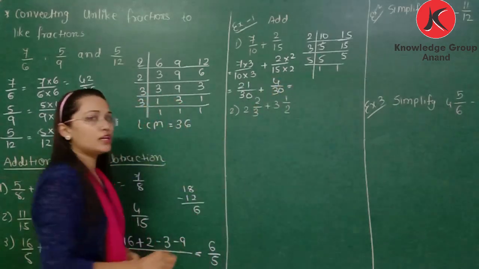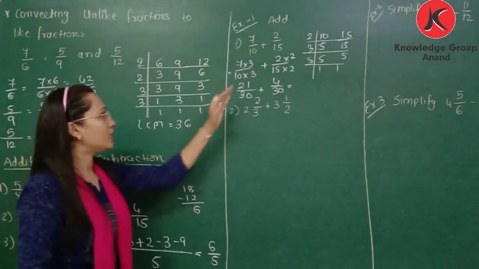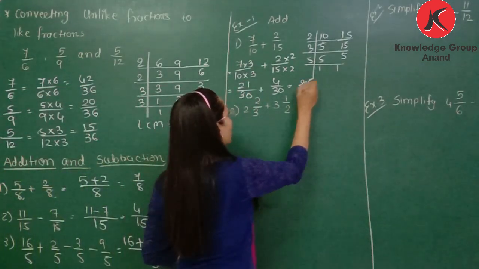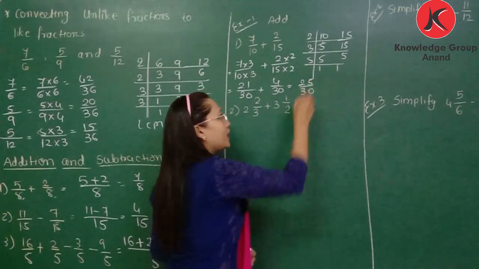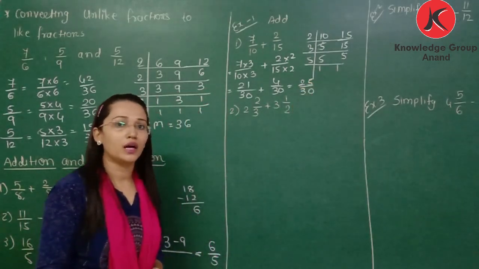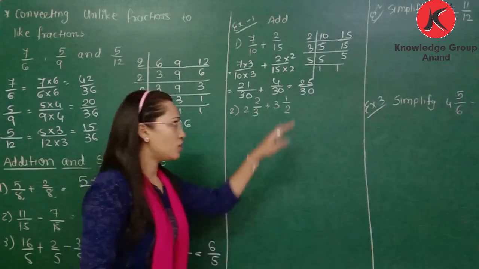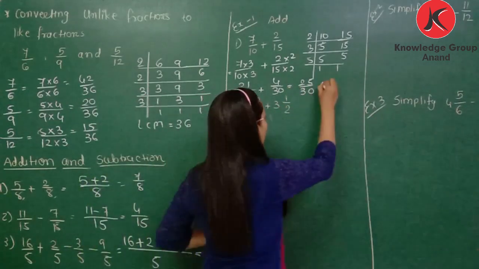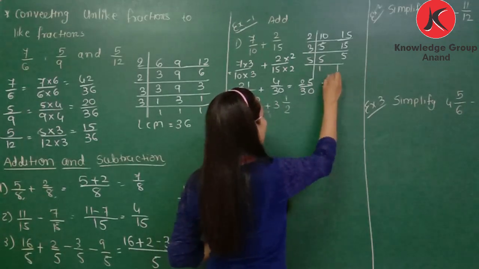Now 7 5s are 35 by 50 plus 2 by 50. Now you can see the denominators are the same, so we can directly add the numerators, 35 plus 2, it is 37 by 50. Here you can convert this into the simplest form by cutting the common factor. So if you remove the common factor, 5 5s are 25, 5 6s are 30. So the answer is 5 by 6.